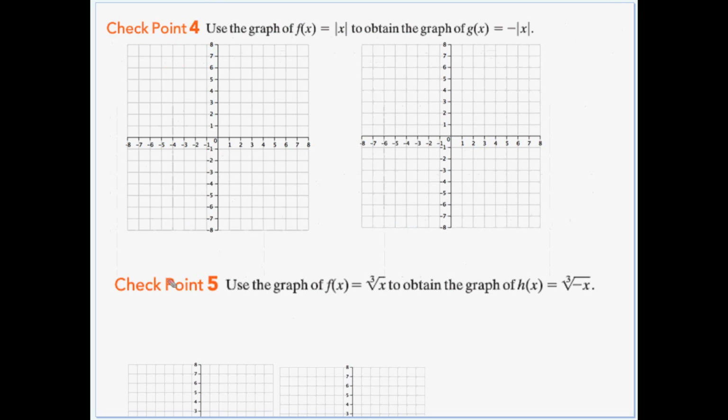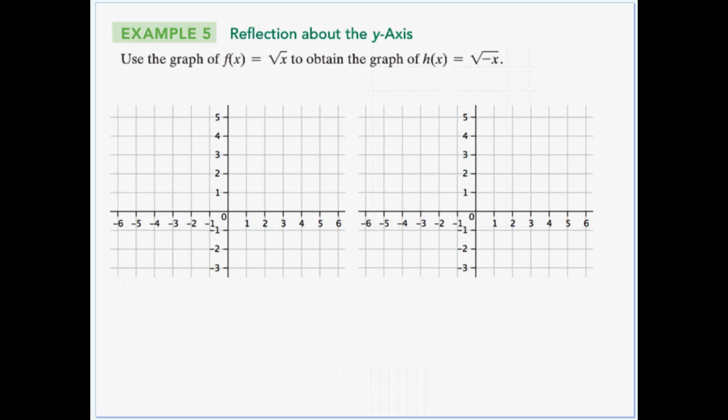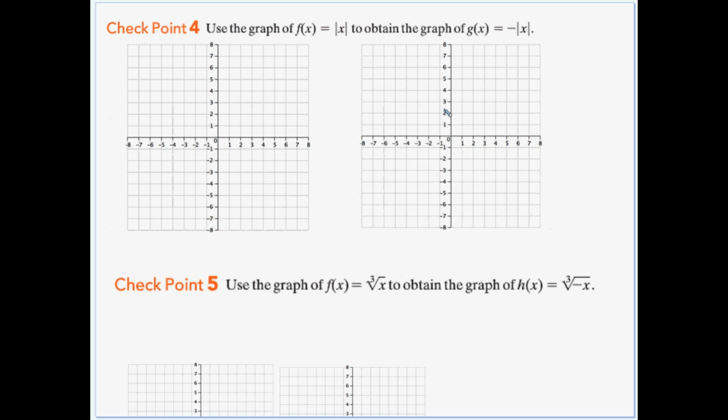All right, I believe these are the last 2 checkpoints for this video. The homework should be given out in class, a packet of problems with plenty of graphs provided for you. So let's see here, checkpoint 4.